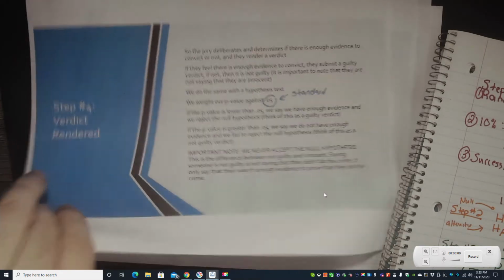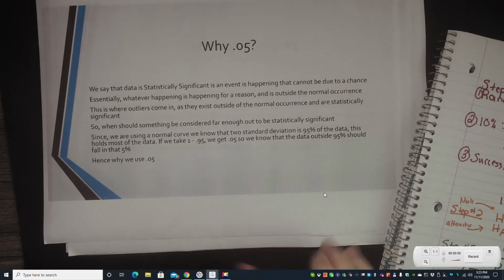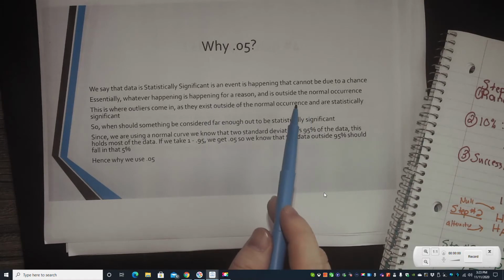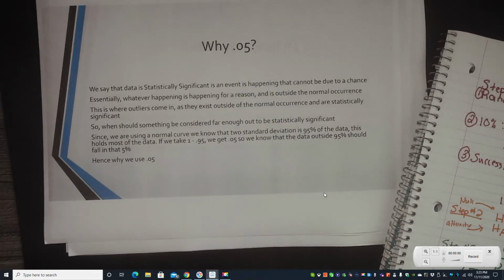Now, here's a question: why is 0.05 our standard? Well, that's where we consider things to be statistically significant. And statistically significant means that something's happening. That something that's happening is not due to some kind of random chance. When we say it's not happening out of random chance, we're saying that it's happening for some kind of reason out of the normal occurrence.